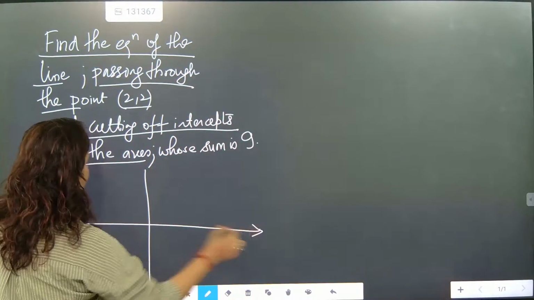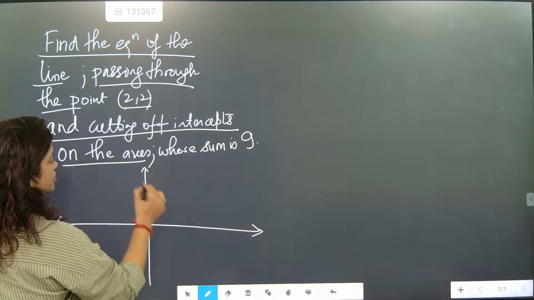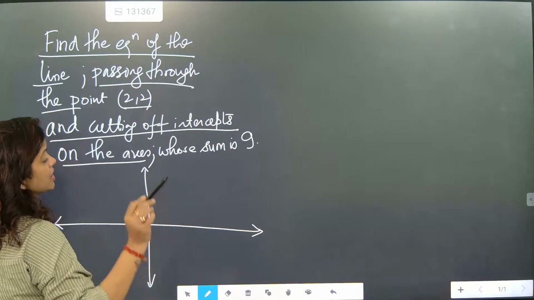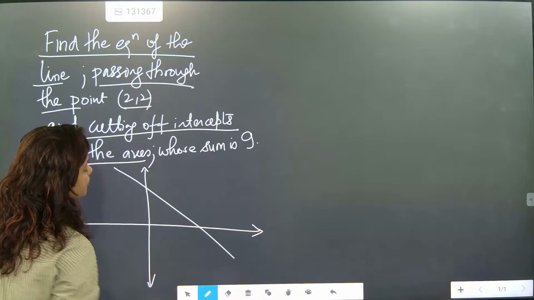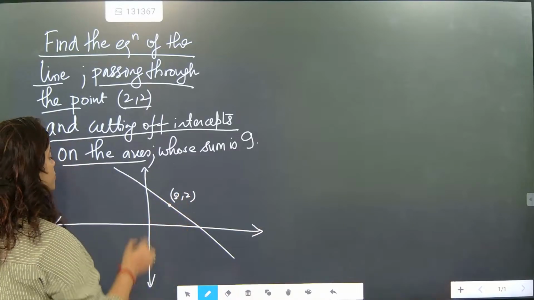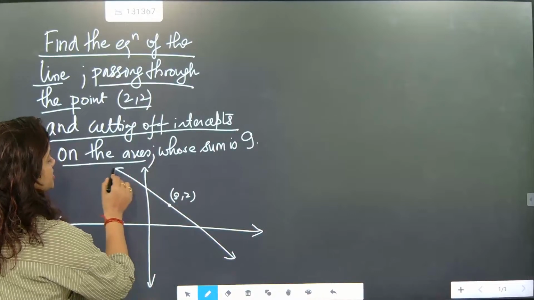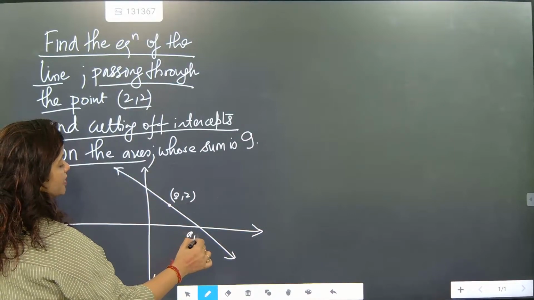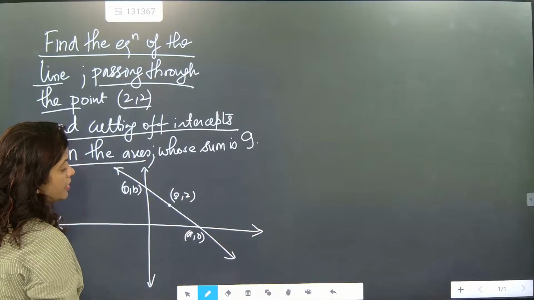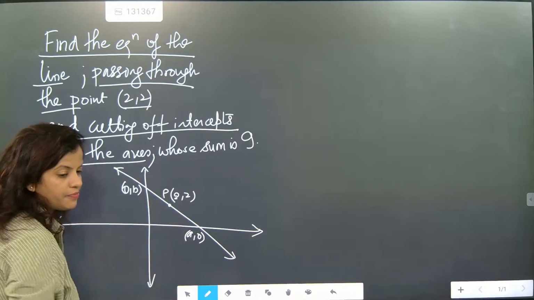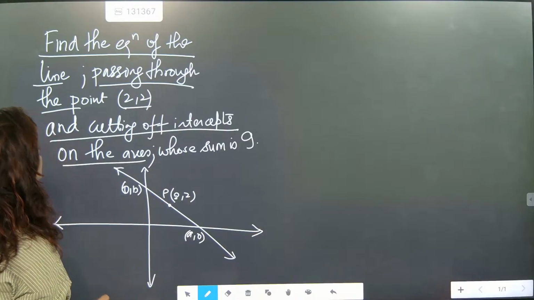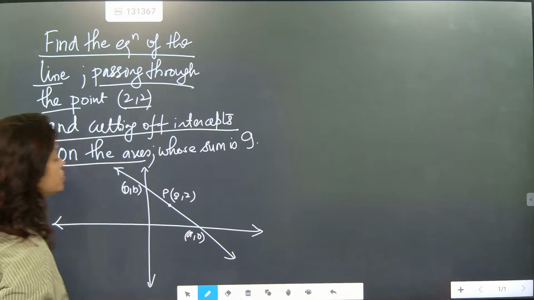So one straight line is there which is passing through the point 2 comma 2 and cuts off intercepts. The moment it cuts off intercepts, it means the line cuts the axes, so this point is coming as a comma 0 and this is coming as 0 comma b. Now this point is given, which is present there. Now they are telling us to find the equation of a line passing through the point and cutting off intercepts on the axes whose sum is given.